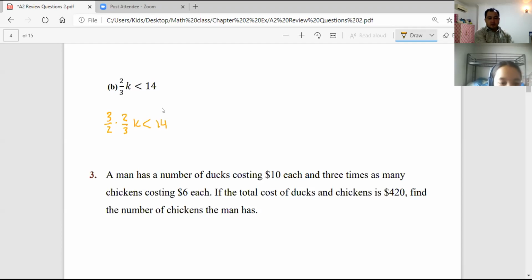No, 3 over 2. We multiply both sides by 3 over 2, right? You should also multiply the right-hand side by 3 over 2. 3 over 2 times 14. Good. That cancels each other, so that's k. 2 times 14, that's 21. Very good. So all the numbers less than 21 will be the solution to that inequality. Oh, that's easy. Yeah, very easy. It's like solving a linear equation.